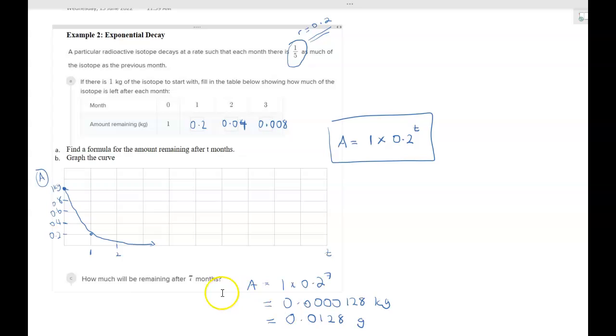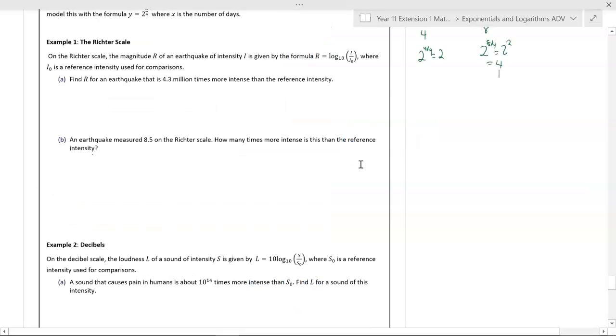It's decaying very quickly. Okay, let's have a look at a few harder examples now, a little bit more of an extension. First, the Richter scale. That measures the magnitude of an earthquake, and it's measured in logs to the base 10. So if your earthquake goes up by 1 on the Richter scale, it's actually going up by a factor of 10. If it goes up by 2, it's going up by a factor of 10 squared, so it's 100 times stronger. If it goes up by 3, it's going up by 10 cubed, 1,000 times stronger. So it's a really good measure of things that have a great amount of variation in their intensity.